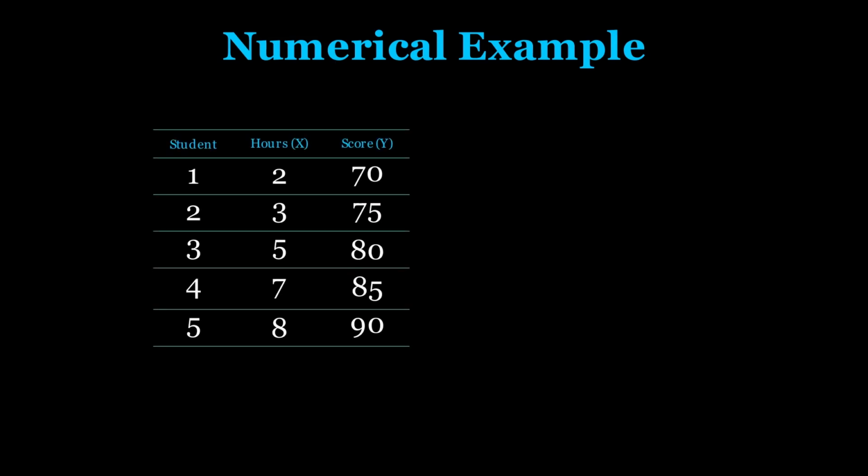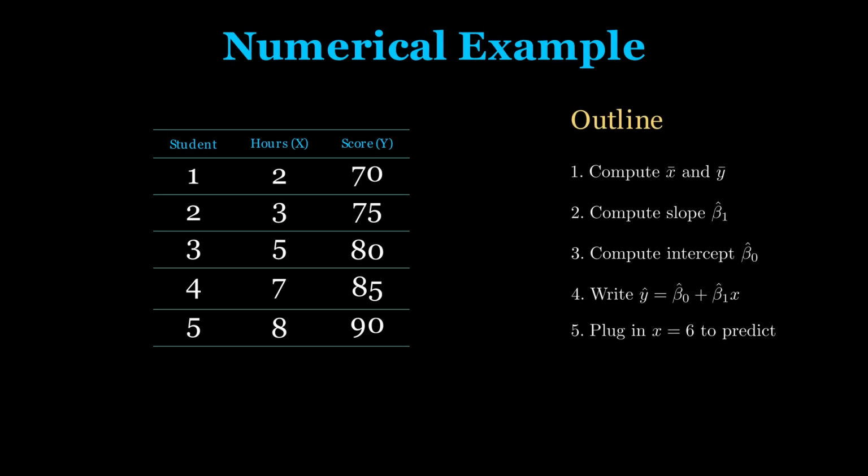A researcher is studying the relationship between hours of study per week and test scores. Here's our data. 5 students with their hours of study and corresponding test scores. Our goal is to use OLS to fit a regression line and use it to predict the test score for a student who studies 6 hours per week. So here's the game plan. To fit a regression line, we need 2 coefficients, beta hat 1, the slope, and beta hat 0, the intercept. But to compute those, we'll first need the means, x bar and y bar. Once we have our regression equation, we simply plug in x equals 6 to get our prediction.